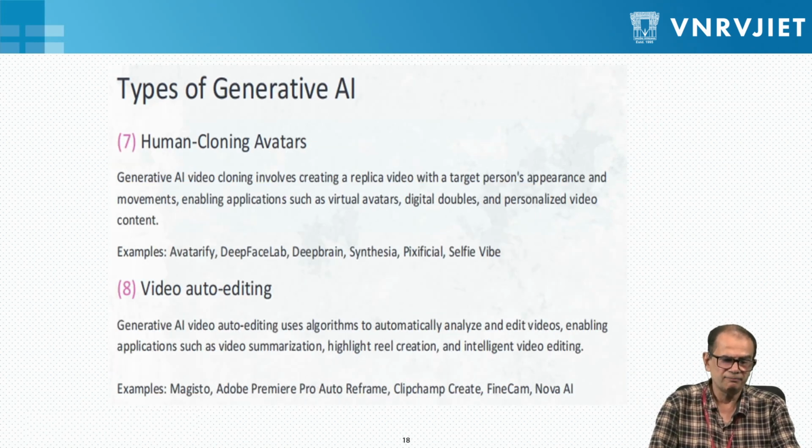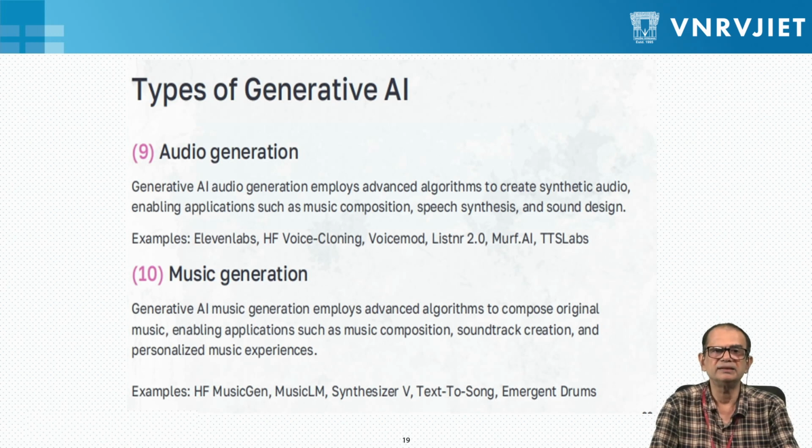Now, other are human cloning avatars, and these are going to work for us like generative AI. They're going to clone humans. Some of the examples that are there are Avatarify, okay, DeepFaceLab. Okay, so these are some of the human cloning avatars which are there. The video auto editing is also one of the types of generative AI applications. And then Magisto, Adobe Premiere, these are some of the applications which are there.